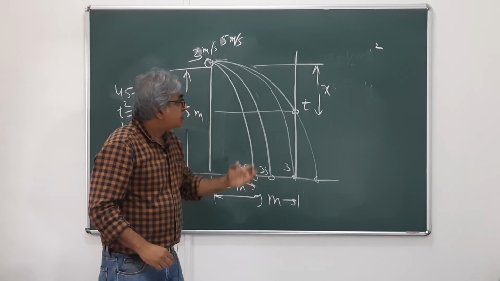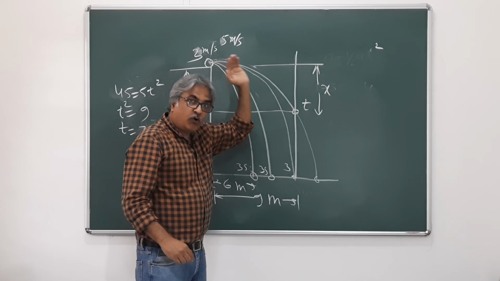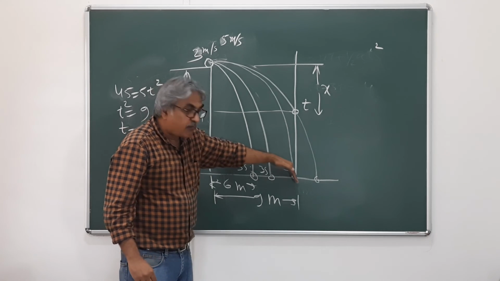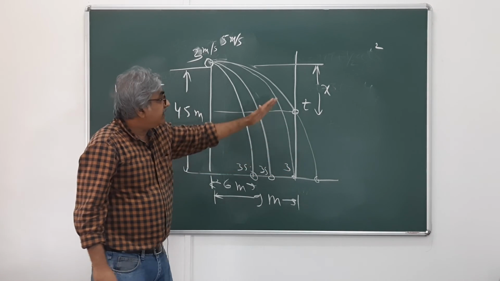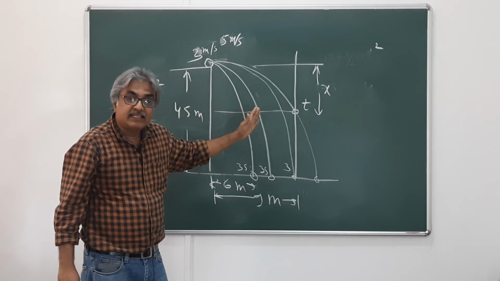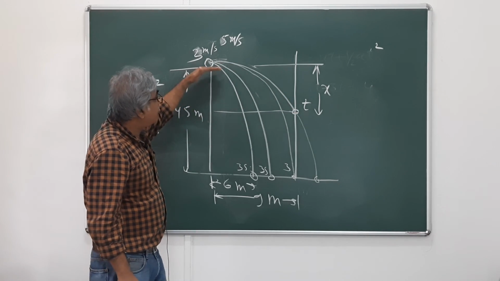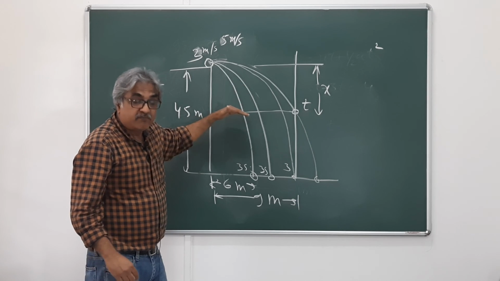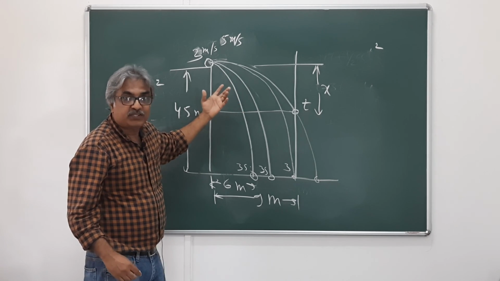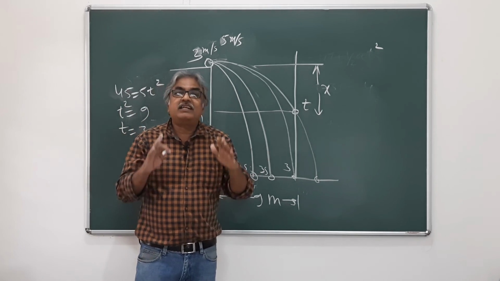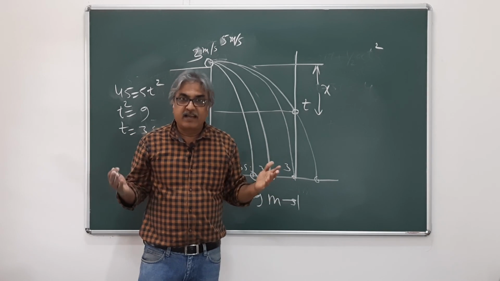So when the ball doesn't go beyond the wall and doesn't reach the ground, the time required will be less than 3 seconds. That time can be calculated, and from that we can find this height, because the height is equal to 5t², right? So these are the two types of problems which are generally asked. Thank you.